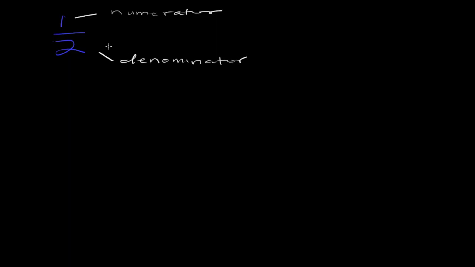Okay. So first of all, you know that if you have any fraction like this, we call the top one the numerator, and then we call the number at the bottom, or the down part, the denominator. All right, so the one on top is the numerator, the one at the bottom is the denominator.